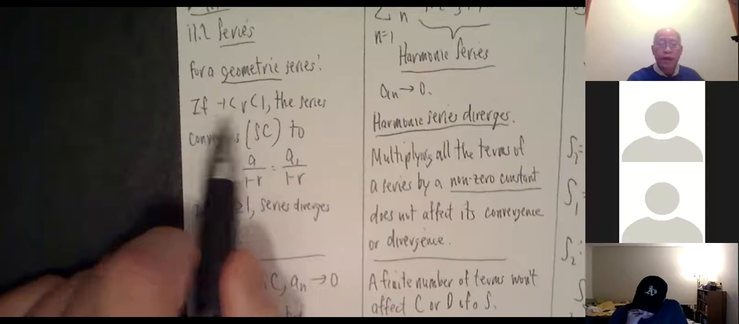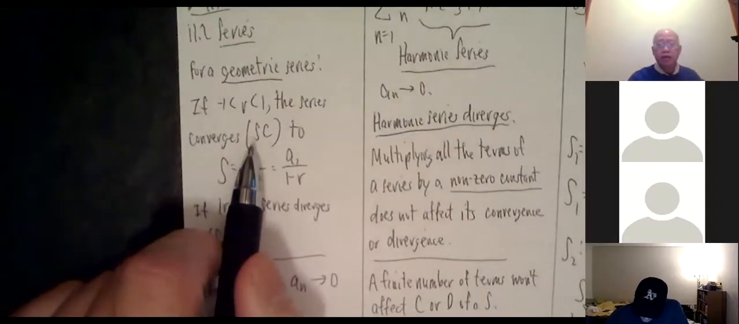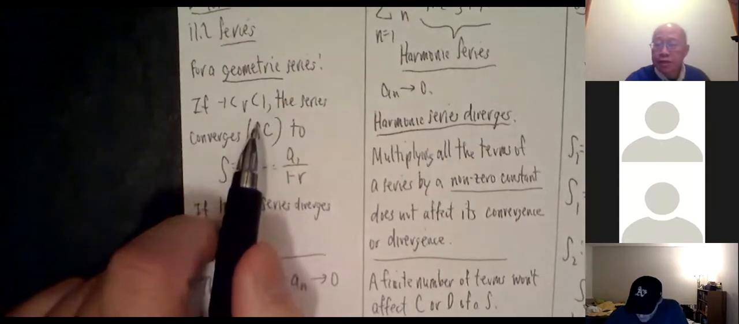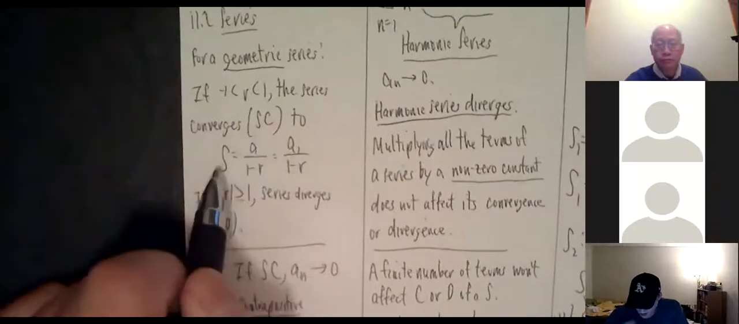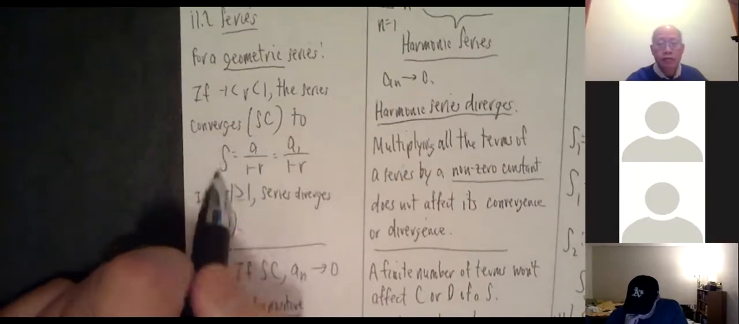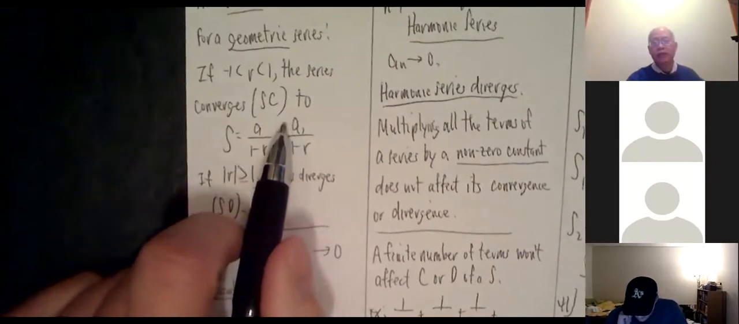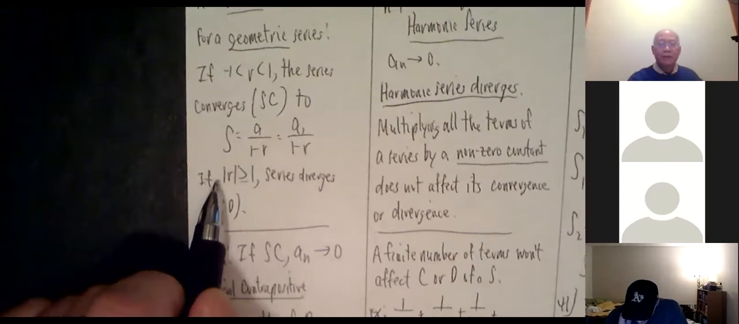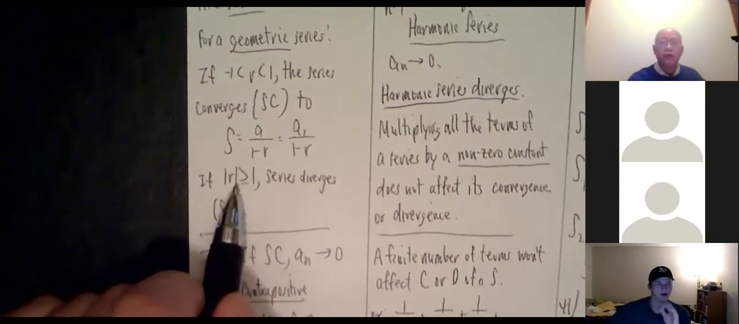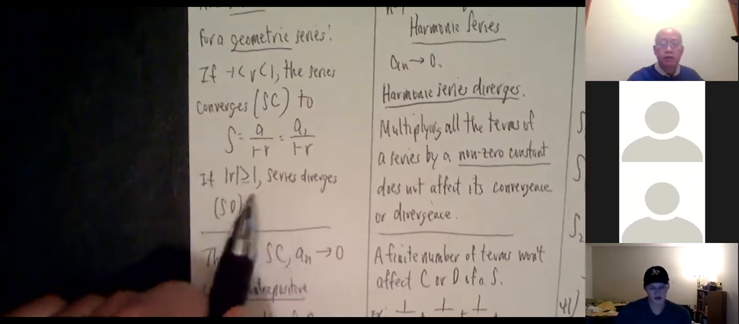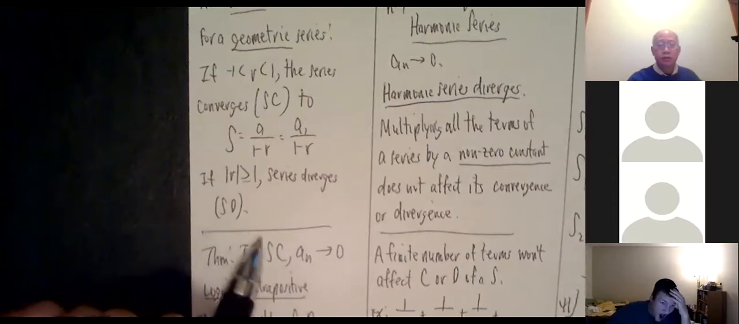If R is between -1 and 1, the series converges. My abbreviation, sometimes if the context is clear, I'll put SC for series converges. And the series sum is A over 1 minus R. Sometimes we put A1. Last time we did A1 for the first term. If the absolute value of R is greater than or equal to 1, which means R is 1 or bigger, or -1 or smaller, the series diverges. My abbreviation is SD for series diverges.